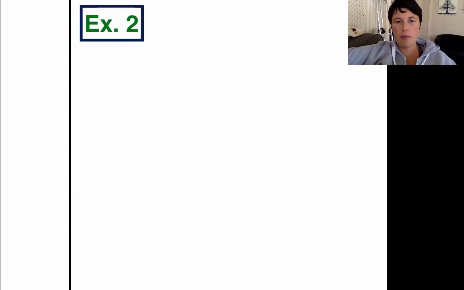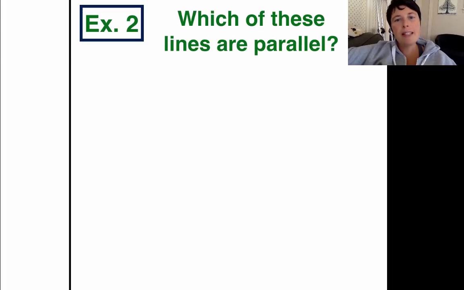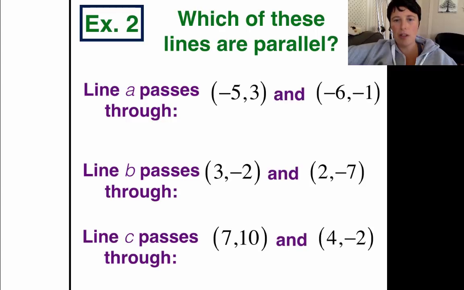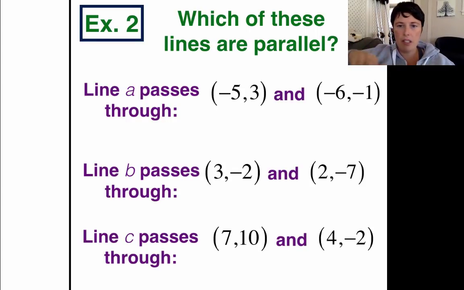Okay, let's try another example. Example 2. Which of these lines are parallel? Line A, line B, and line C. Now I'm going to give you some facts. I'm going to tell you what points these lines pass through. So I'm going to tell you what line A passes through, what line B passes through, and what line C passes through. So here you go. Here are the coordinate points. Pause the video, write them all down so you have them.